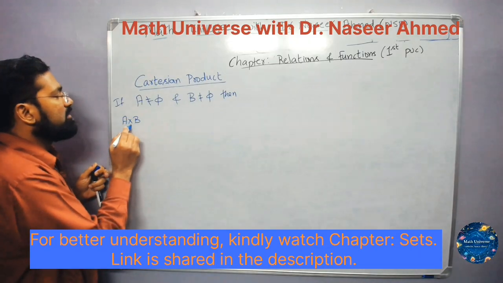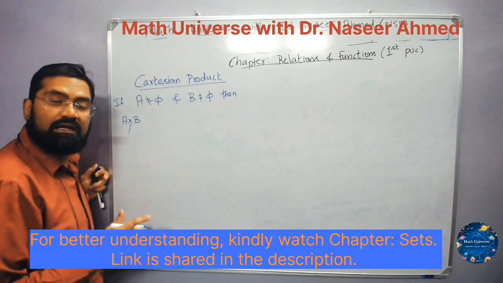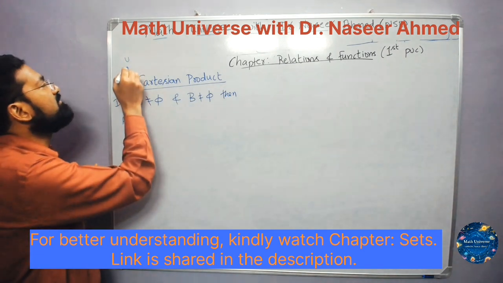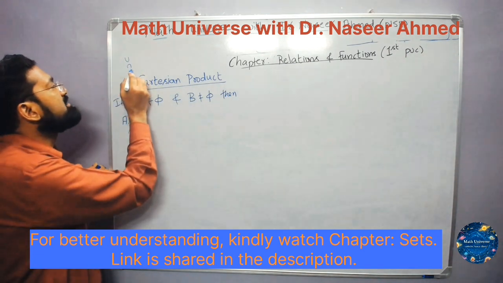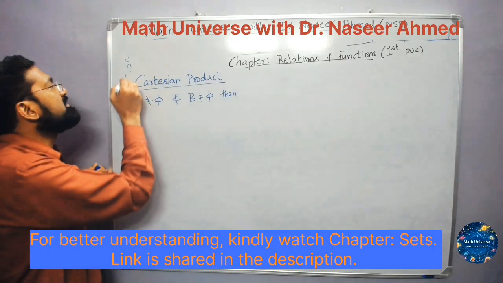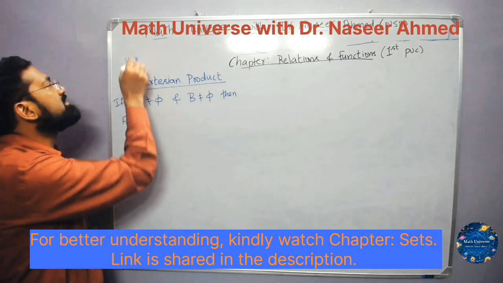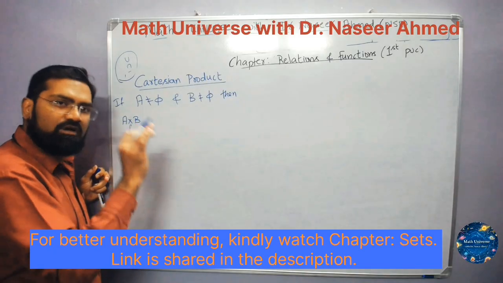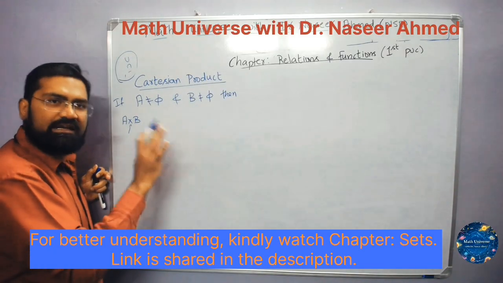This cross represents the Cartesian product. Coming to chapter 6, if you have this symbol, it is union. If you have this symbol, it is intersection. This symbol is difference. And this symbol is complement. All these four we have discussed in detail in chapter 6. Kindly watch that video to have a better understanding of this chapter.